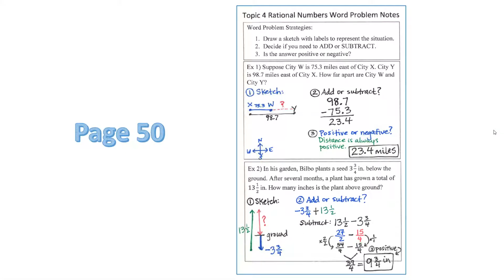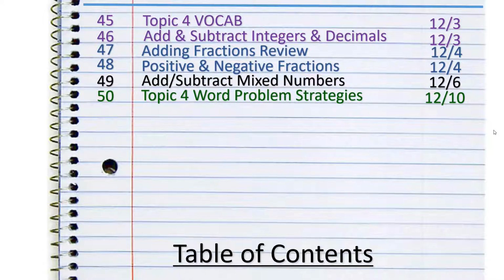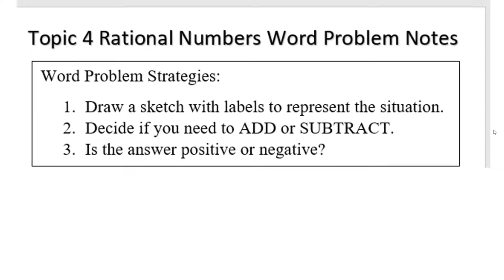Today's lesson video on topic 4 is going to cover 2 examples of word problems with rational numbers. So please update your table of contents first. And then we're going to look at the 3 strategies I've listed at the top of the note sheet.